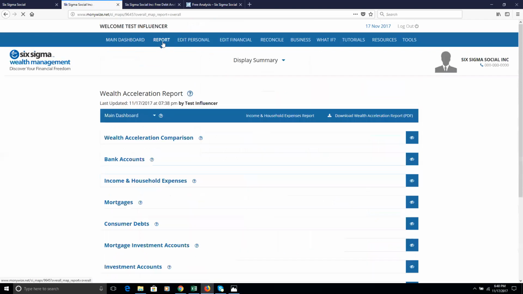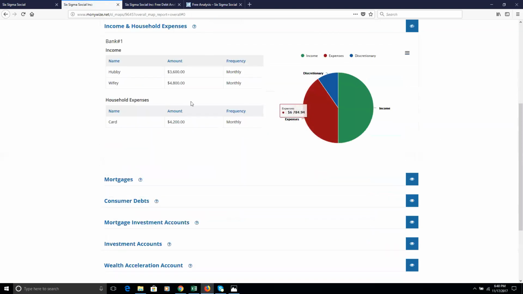Okay, let's look at the reports here. Let's get into the nitty-gritty. Let's look at the wealth acceleration. No, let's look at the income and expenditure. That's a good place to start, because we said that the husband and wife between them, they've got $8,400 coming in a month. Okay, and we've also said that from an expense perspective, they've got $4,200 is their living expenses, which I'm paying off on the card, plus all the other debts. So they're committed to $6,784, which means that they've got this discretionary income of $1,600. And that's where the magic lies.